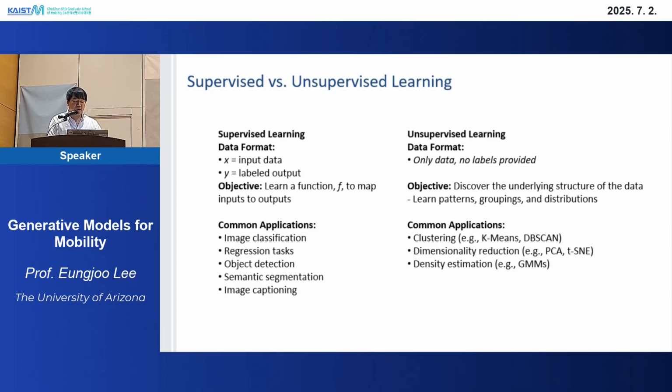And in unsupervised learning, meanwhile, you have data but no label provided. The objective here is to discover the underlying structure of the data and try to learn patterns, grouping and distribution as well. Common applications would be clustering, including k-means and DBSCAN, and also dimensionality reduction and density estimation. People are using self-supervised learning extensively. When you are using a foundation model, this self-supervised learning, which is under the umbrella of unsupervised learning, has been used extensively.